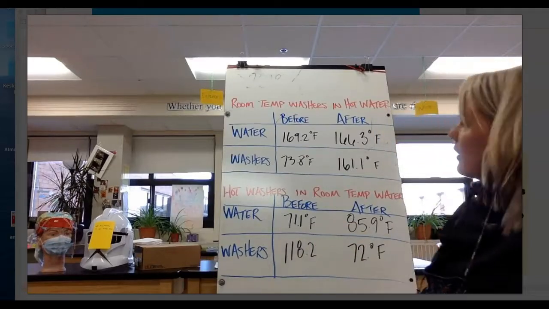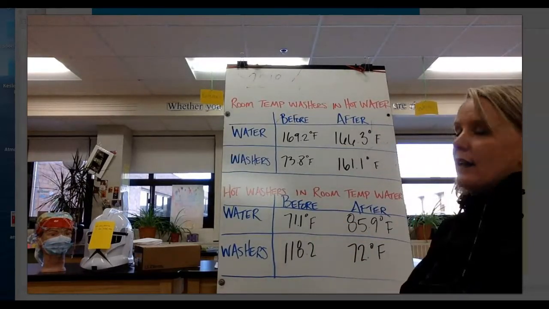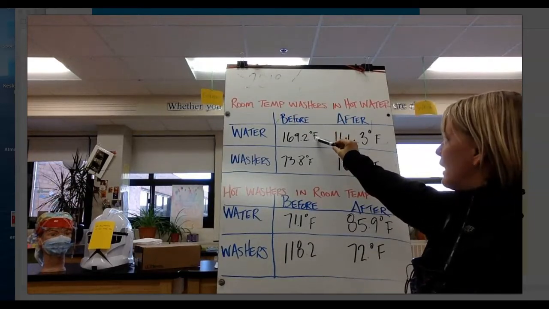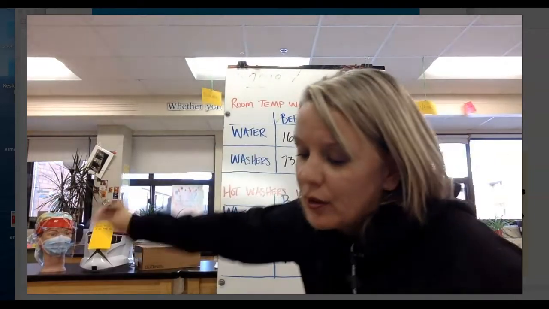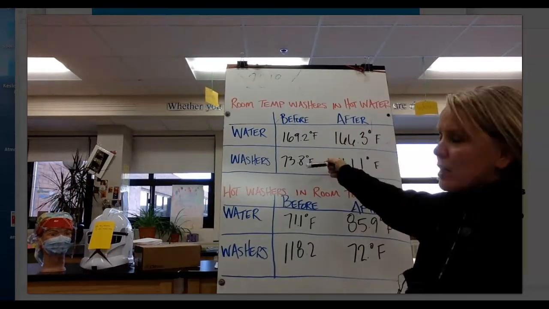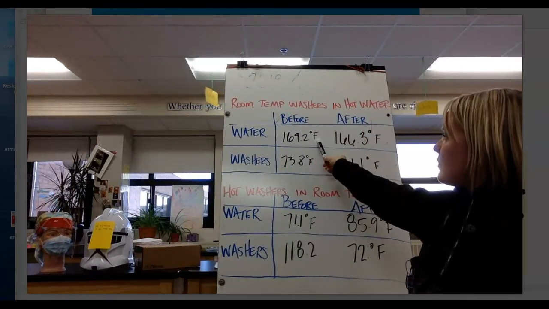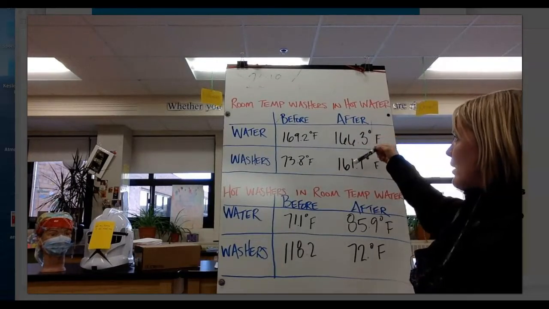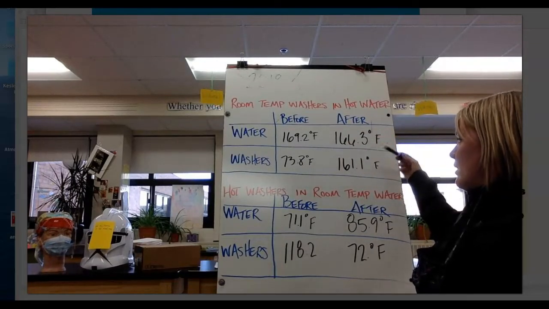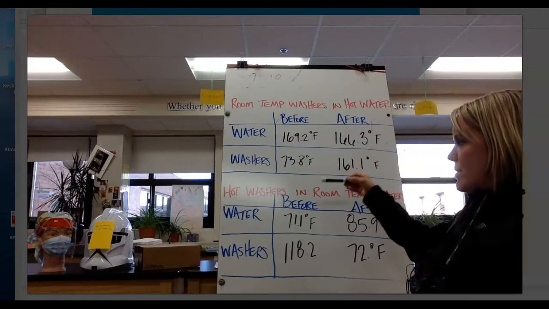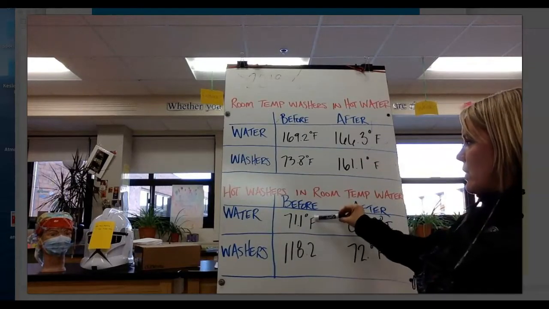Okay, so looking at this, we can say that there was a lot of energy in this really hot water. And I think I might have been using a thermometer that was a little bit off because that seems kind of high, but we still get the picture here. So hot water, room temperature washers, and the temperature of the water went way down and the temperature of the washers went way up. Okay, opposite happened, hot washers and room temperature water.